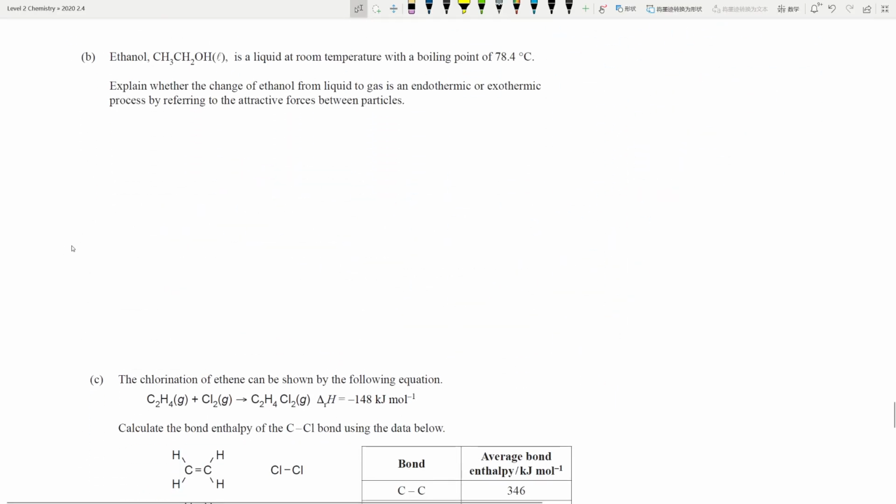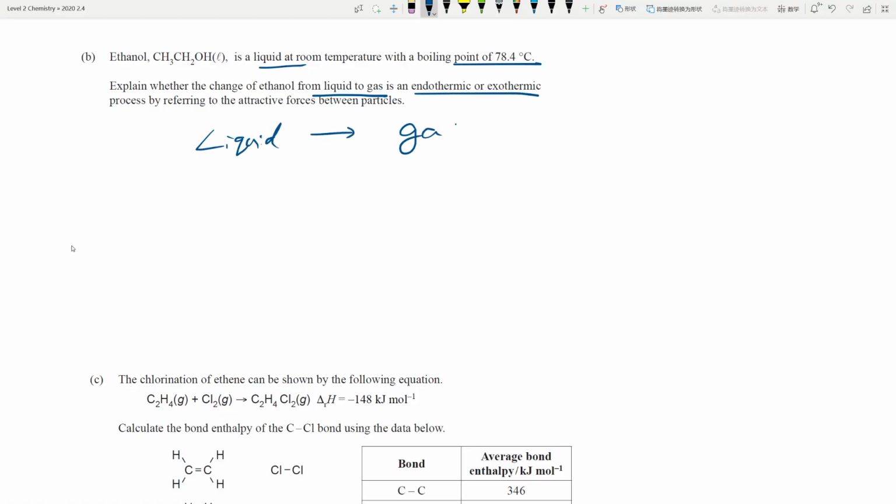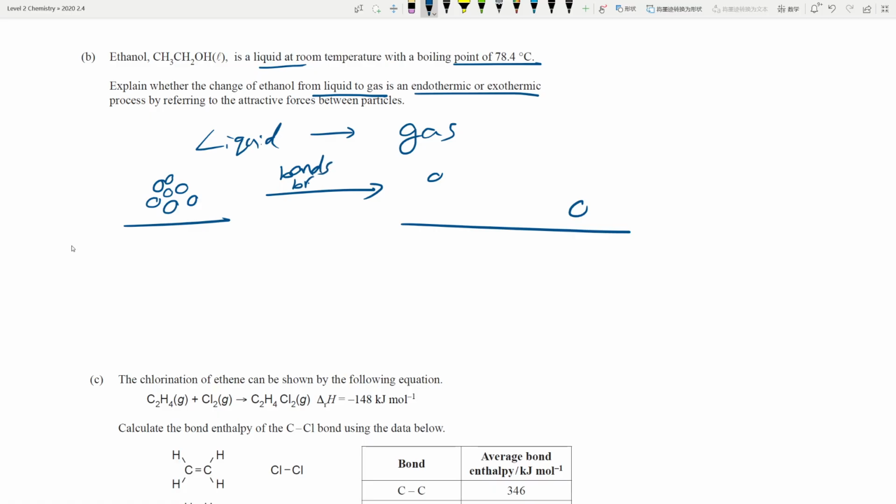Next one: ethanol is a liquid at room temperature with a boiling point of 78.4 degrees. Is the change of ethanol from liquid to gas endothermic or exothermic? If you're going from liquid to gas, I was teaching my year 9s not long ago, this is what a liquid looks like and this is what a gas looks like. To go from that to that, can you see we have to do what we call bond breaking, because we have to overcome the intermolecular forces.